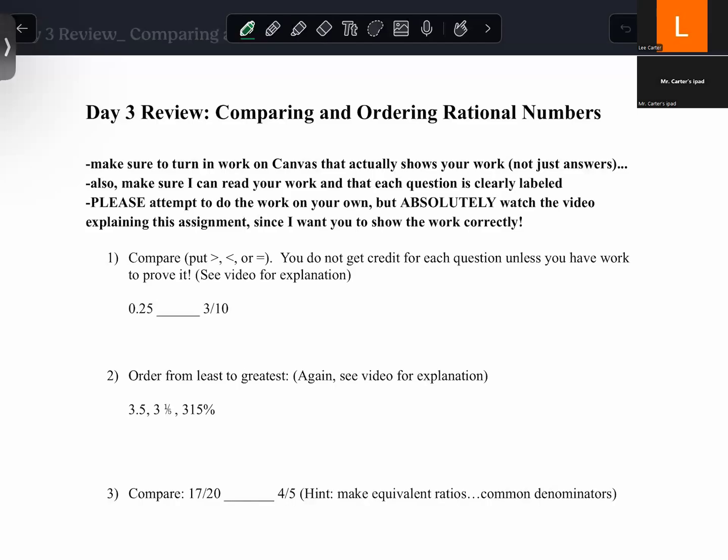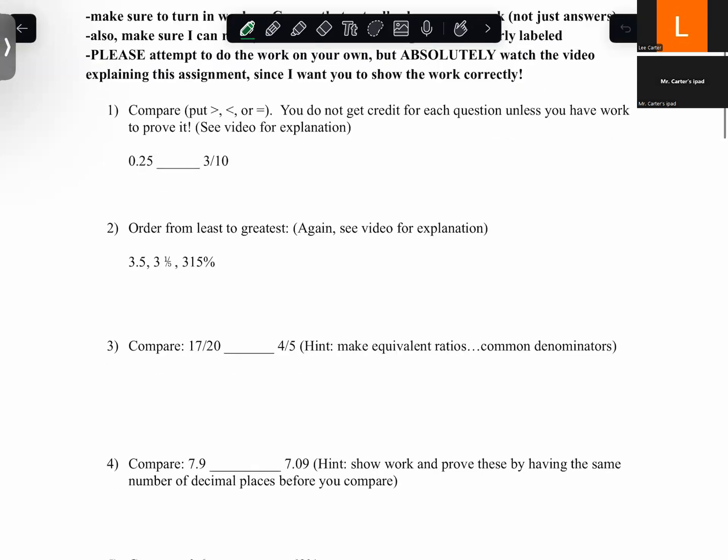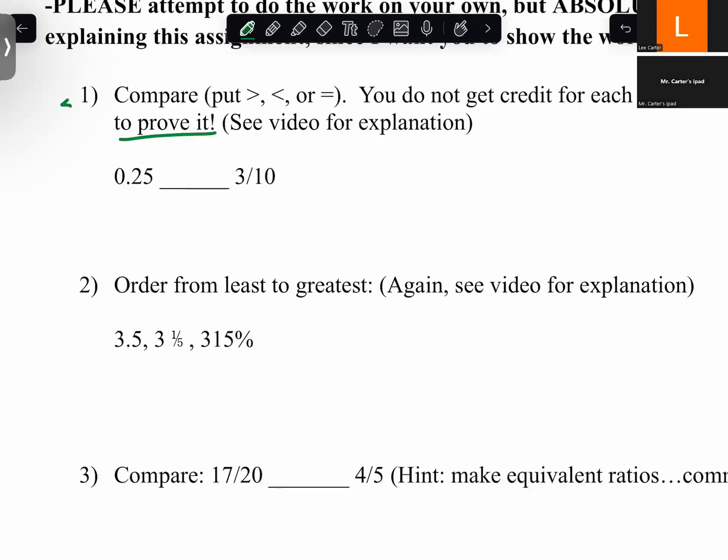All right, so we're on day 3 of the review module before SC Ready, hopefully. So we're looking at comparing and ordering rational numbers. For these, you're putting less than, greater than, or equal to. To prove these, instead of just guessing, we need them in the same form. Either fraction with common denominator, decimal, or percent.